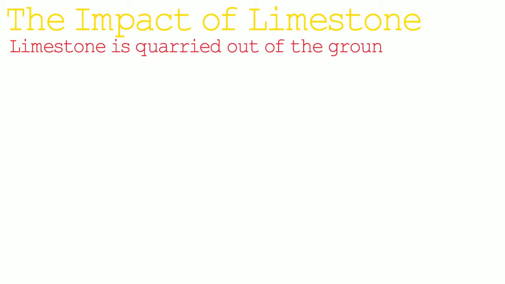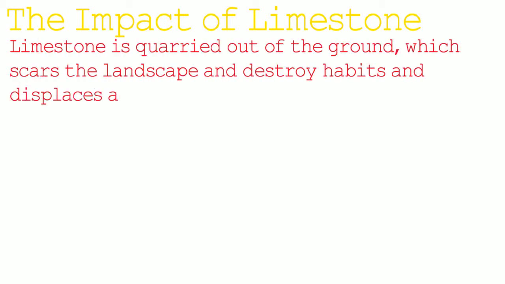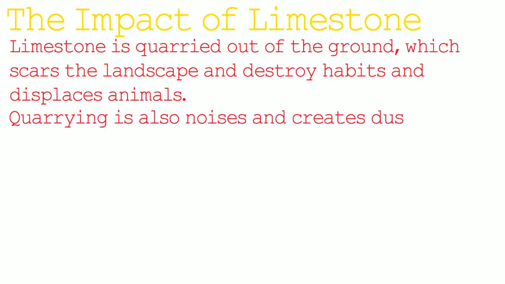So what are the impacts of obtaining limestone? Limestone is quarried out of the ground, and this permanently scars the landscape as there are large unsightly holes left from where the rock has been taken. Also, quarrying destroys habitats and displaces animals, and when the quarrying has finished, the habitats and animals may not come back. Furthermore, the quarrying process is noisy and creates a considerable amount of dust pollution.